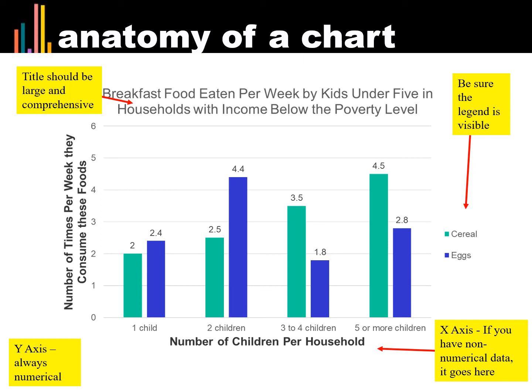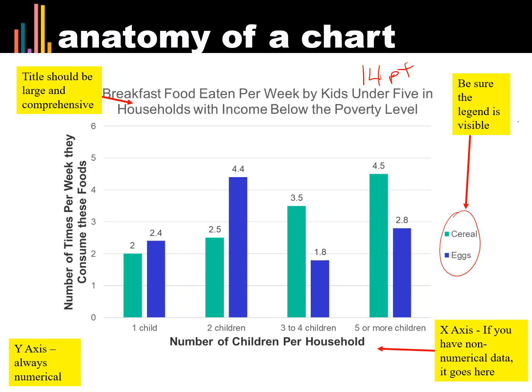So here's the anatomy of a chart and all the things that you want to make sure are showing. You want to make sure your title is large, and it should be very comprehensive. By comprehensive, I mean every single detail that you could possibly imagine. So this one in particular: breakfast food eaten per week by kids under 5 in households with income below the poverty level. So all of that information is in the title. Usually want to go for maybe a 14-point font if your paper's in 12-point font. Be sure your legend is visible and is really close by so that people can tell.